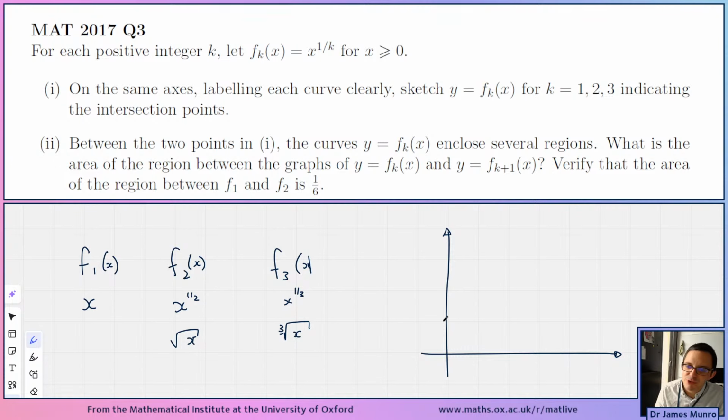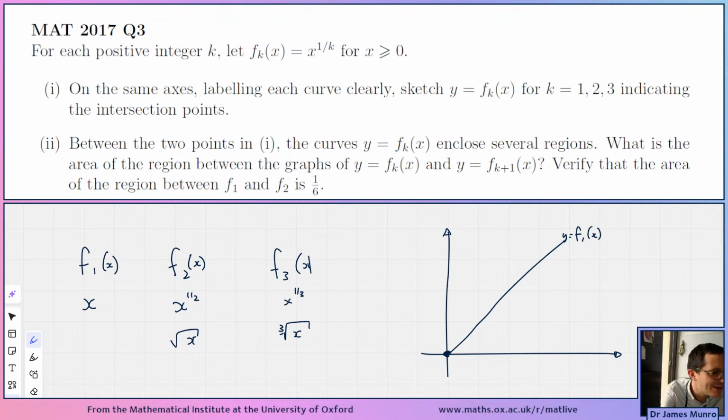Off we go then. So we've got to draw y equals x, y equals square root of x, and y equals cube root of x. So I've got to think a bit about whether the cube root of x is larger or smaller than the square root of x, and also square root of x versus x as well. All of these are 0 when you put in 0, aren't they?